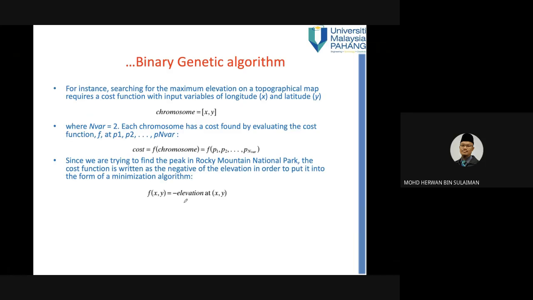Okay, this one is an example of searching for the maximum elevation of a topological graph. A topological map requires a cost function with input variables of longitude and latitude. From there we use the functions. To find the cost, we use minus elevation, because we want to find the maximum elevation. Normally when you do the algorithms, we use minimum. So when you make it negative, it becomes the minimum. That's why when the elevation is maximum, you just multiply by -1.